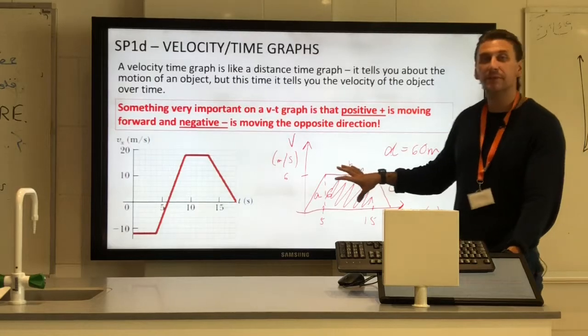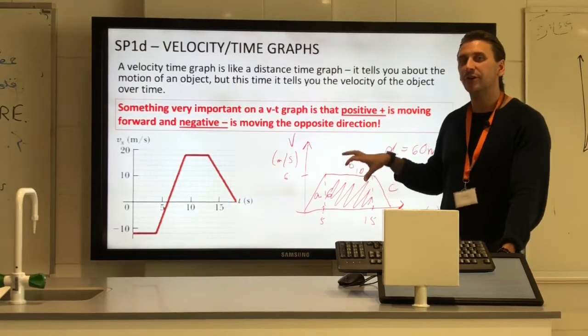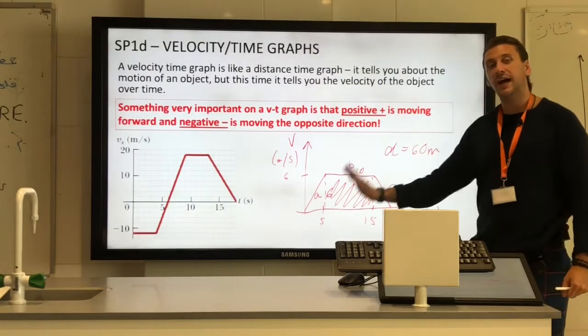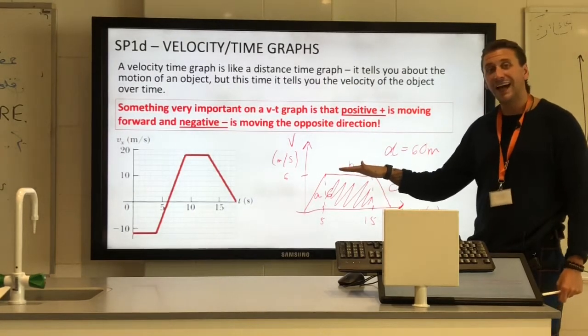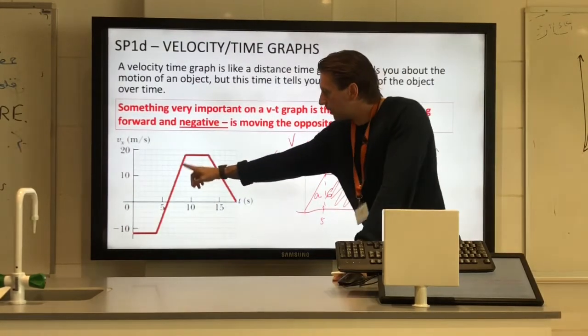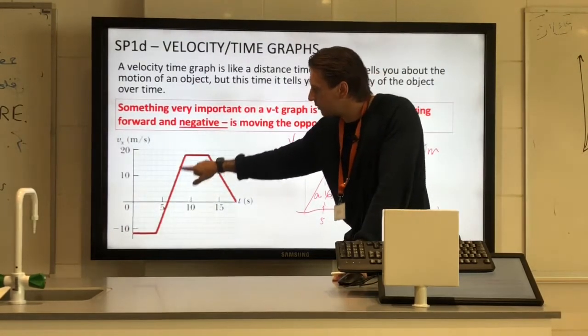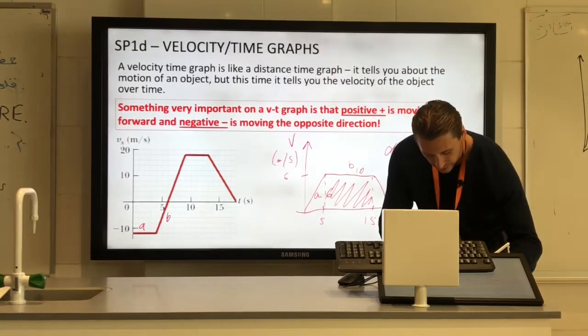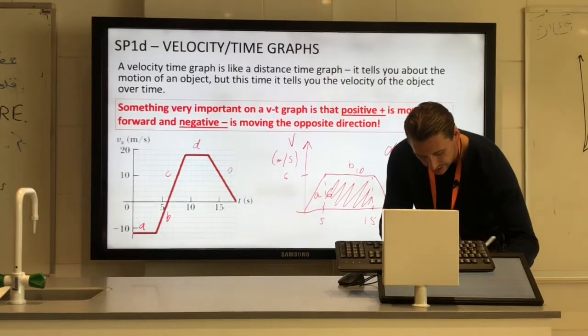Okay, this one was easy because it was a rectangle. So the area underneath the graph, if it's a rectangle, is just the length times the height, which is easy if it's flat. But what about, let's take this area here. What about this area here? So from 0 to 18, let's call this section C, section D, and section E.